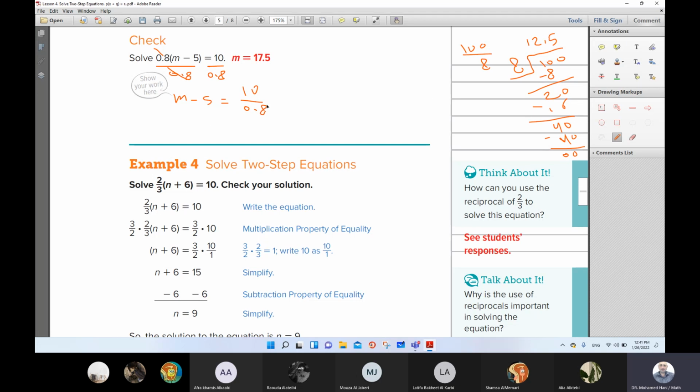So the answer here, we have m minus 5 equal 12.5. Then we want to remove the constant, so add the inverse of minus 5, which will be plus 5, to the two sides.